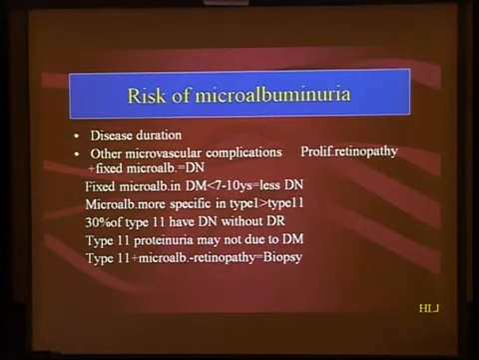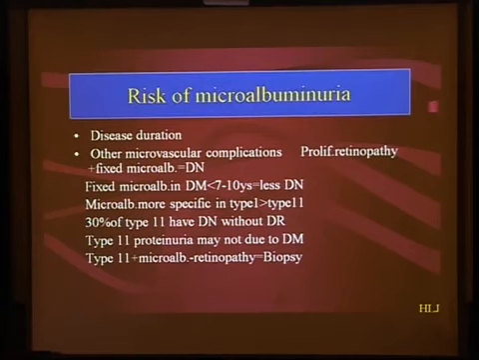Regarding the risk of microalbuminuria, as I said, this is related to disease duration. However, there are some points to be sure that microalbuminuria is due to diabetic nephropathy. If there is proliferative retinopathy with fixed microalbuminuria, this means diabetic nephropathy, because this patient has microvascular disease: retinopathy, nephropathy, could be neuropathy. But it's very important: if there is proliferative retinopathy plus fixed microalbuminuria, the diagnosis is diabetic nephropathy.